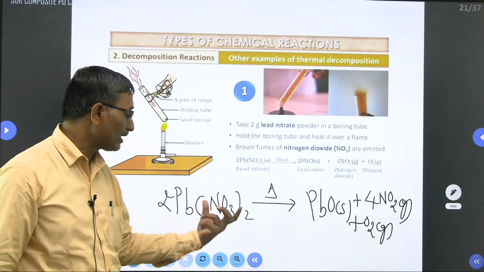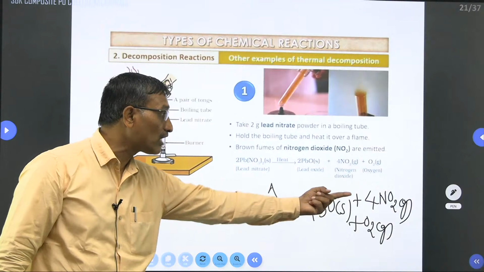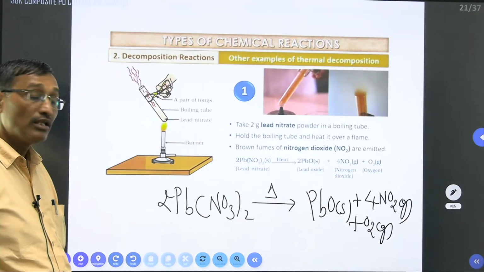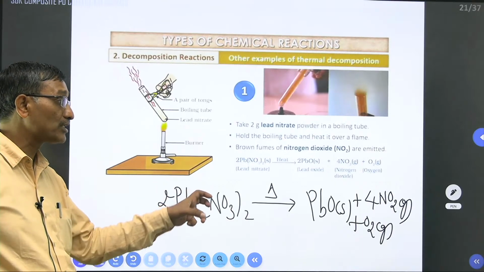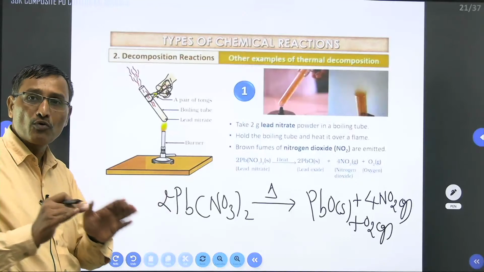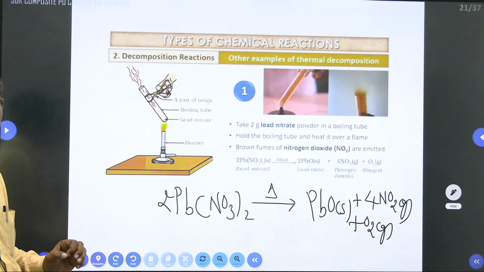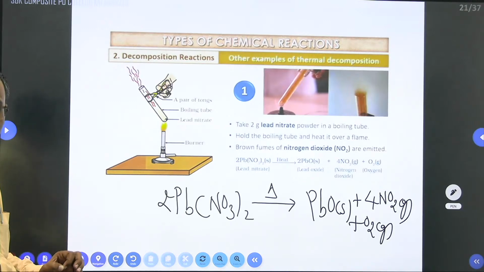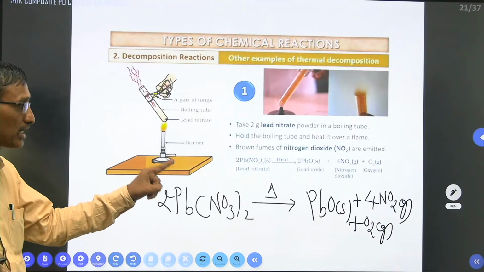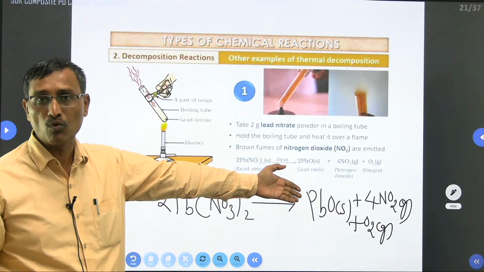See here, lead nitrate on decomposition gives rise to lead oxide, along with nitrogen dioxide being emitted. This is the identification of NO2 gas: brown fumes, or we can say reddish brown fumes. Liberation of reddish brown fumes means there is NO2 gas. Along with that, oxygen gas, O2, is also produced.